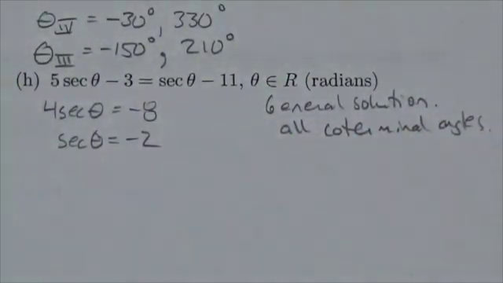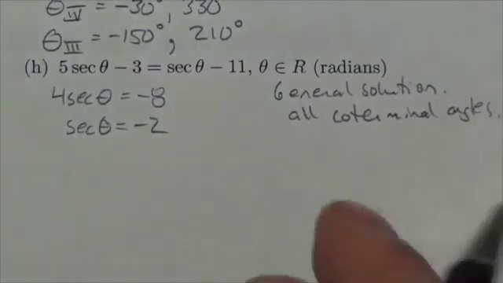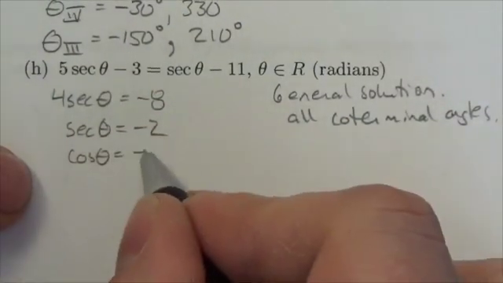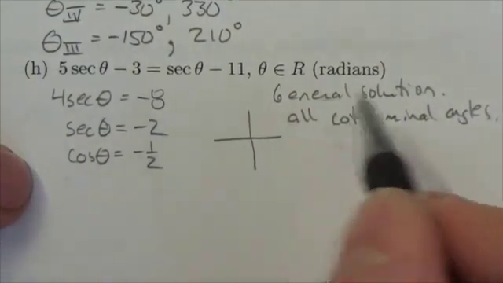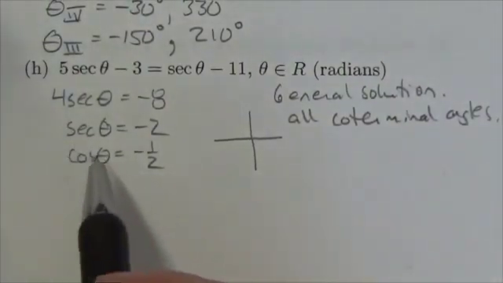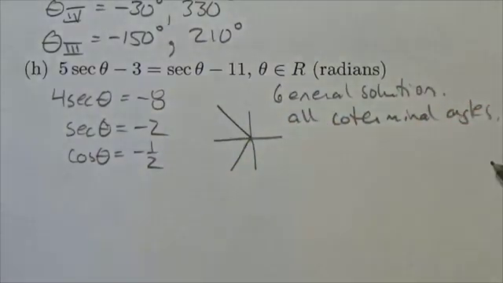Well, I don't want to be working with secant. I'd rather be working with a primary trig ratio. So I know that secant is the reciprocal of cosine. So I'll reciprocate both sides, and I'll get cosine of theta is equal to negative 1/2. Now, I like to identify where my solution is here. Cosine is negative in quadrants 2 and 3.